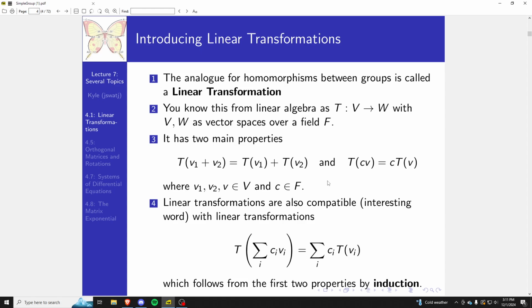Also, linear transformations are compatible... Would I say linear transformations are also compatible with linear transformations? That's not right. It should say something else there. It's a typo. But this is basically a huge sum that we can do all at the same time, because it's a scalar being multiplied by a vector added up over a huge sum. And so this is just the same two properties here being applied over and over again. And you can prove it by induction, but we're not going to do that.